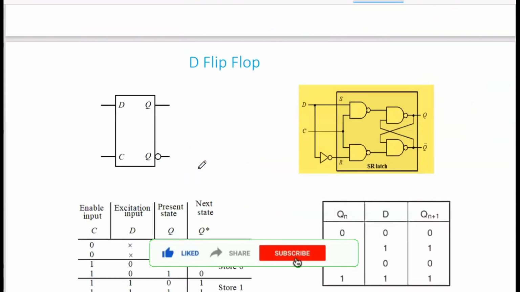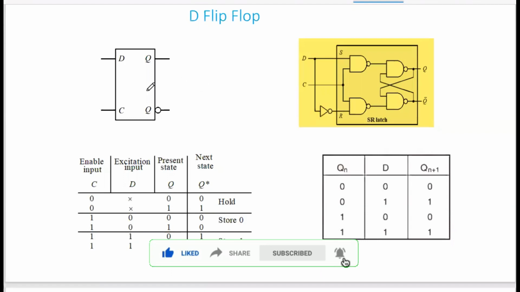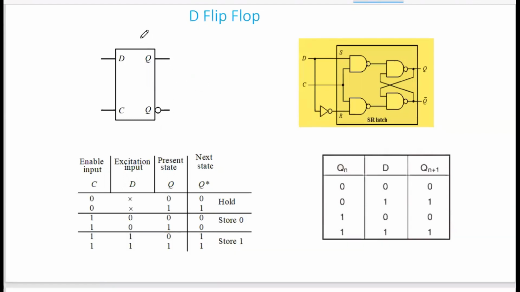Now coming towards another kind of flip flop, that is the D flip flop. So this is a black box sort of thing for the D flip flop. Here you can see it is a D flip flop, and how it has been created, you are already aware: this is your SR flip flop, and when both the inputs are joined with the help of this inverter, the circuit you obtain is called a D flip flop. It is also called a delay flip flop.